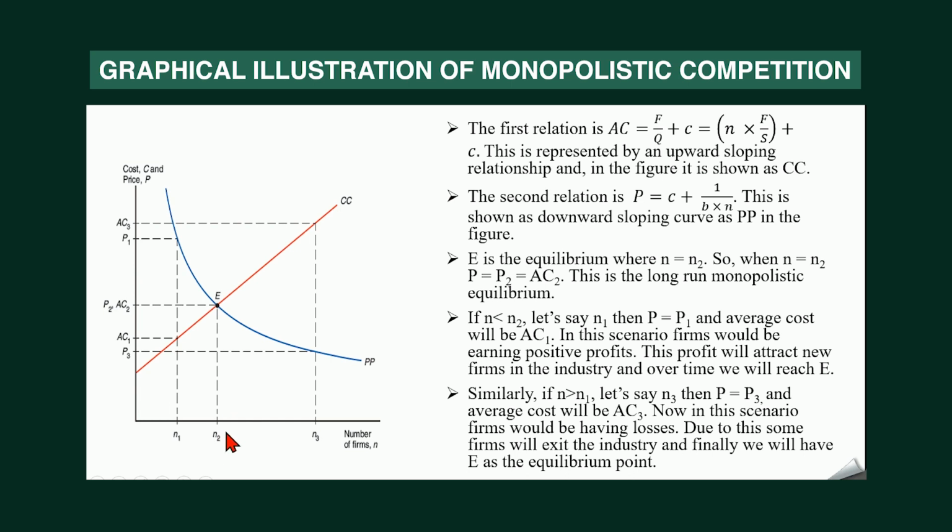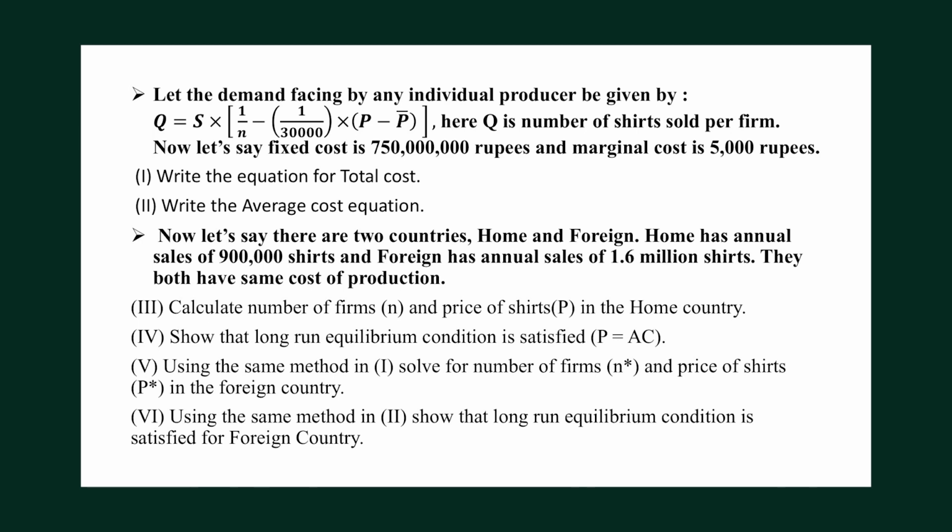And from here, you can check that if the number of firms falls below N2, then the price will be greater than the average cost. And if the number of firms is more than N2, then your average cost is going to be much higher, AC3, and the price is going to be P3. So apart from N2, whatever number of firms you consider, there is a discrepancy between price and average cost. If the price is higher than average cost, the firms are earning supernormal profit. And if the price is lower than average cost, some firms must exit the market because they are facing loss.